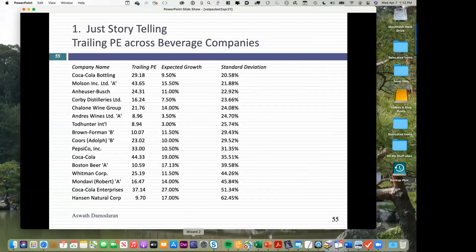And I'm going to put a buy recommendation on 3 stocks in this sector. One is Andre's Wines, which produces champagne so cheap. You see the ads only around Christmas. It gives you a headache just looking at the ad. The second is Todd Hunter, and the third is Hanson.